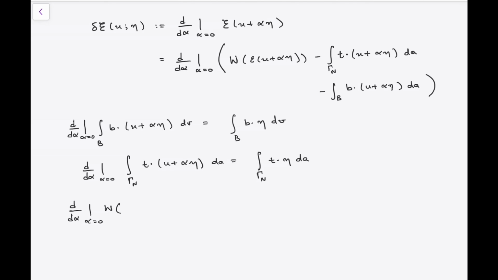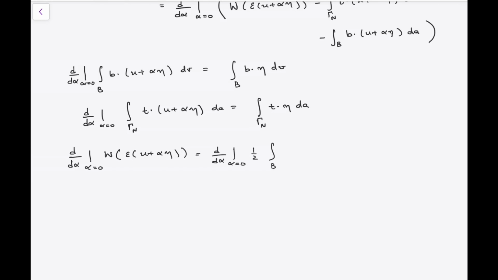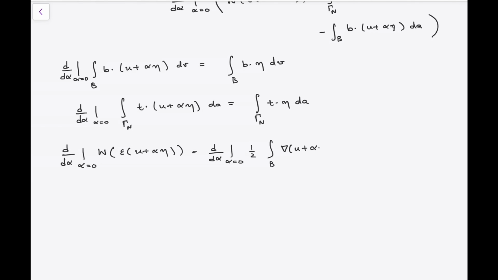The important part, the slightly non-trivial part of the derivation, is the derivative of the strain energy, but that is easily evaluated once you know the expression for it in terms of the gradient of U. So let's first substitute the U with U plus alpha eta, and then a simple calculation shows that it's a sum of two terms as shown here.